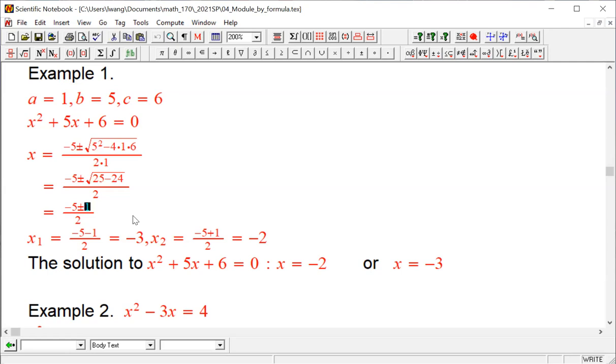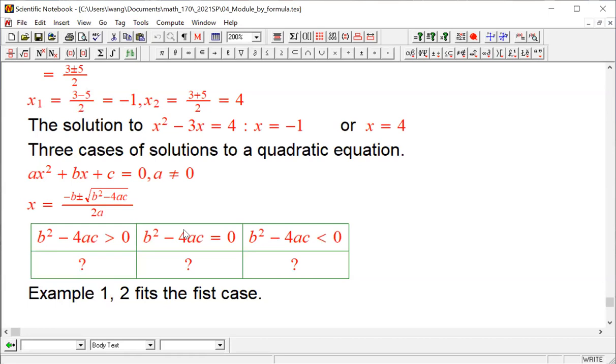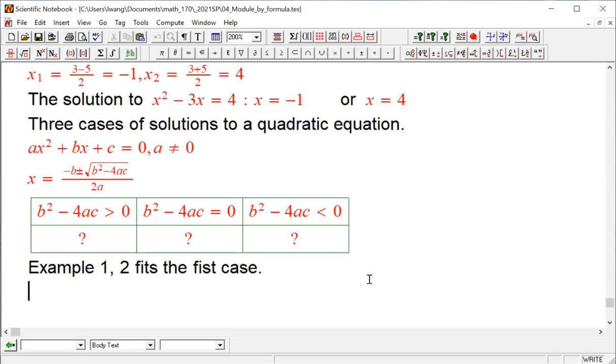So that's a positive number. 1 is positive. In example number 2, we have square root of 25, so 25 is the value for b squared minus 4ac. So the first case is covered by example number 1 and example number 2. So for example number 3, we wish to show you the case that we may have something different, right?